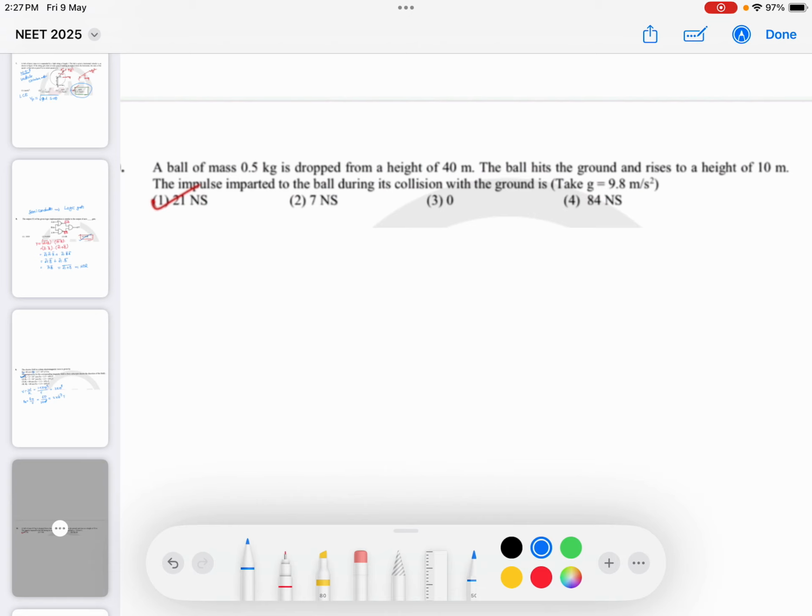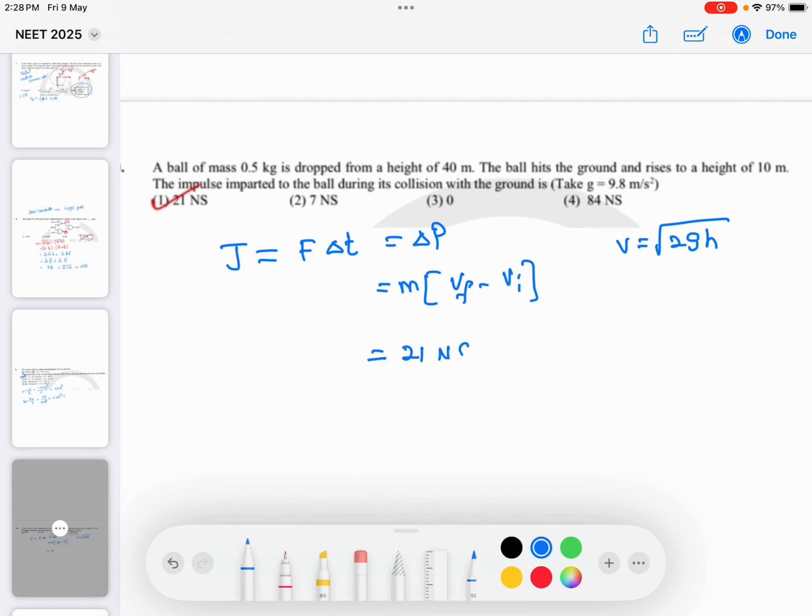Impulse can be written as J. Impulse is equal to a large force applied in a short interval of time. Otherwise, you can take it as the change in momentum, which is mass m times final momentum minus initial momentum. Velocity is root over 2gh. You can calculate the velocity for the freely falling drop and for the rebound. So you get the answer 21 Newton second.